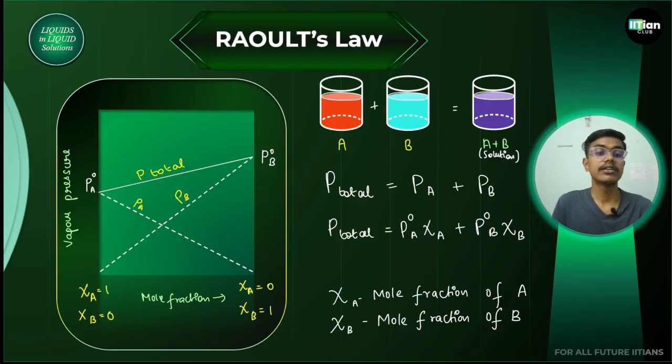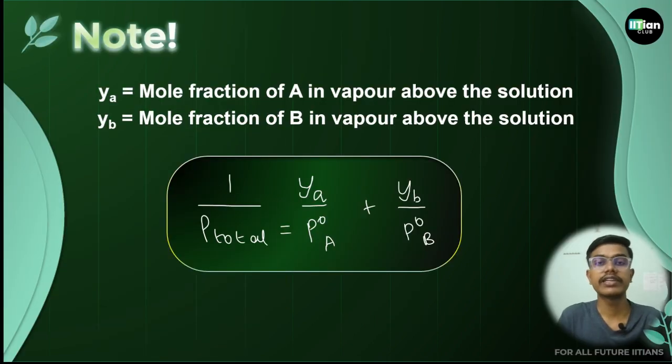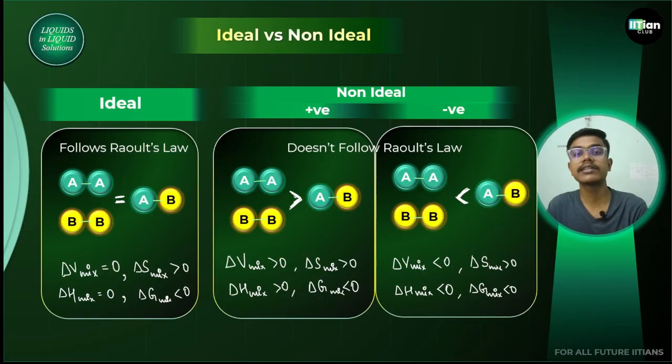And when you plot the graph between the vapor pressure along with the mole fractions, you will get a graph something like this. Earlier cases, we were seeing the mole fraction in the solution. If the mole fraction of A and B in the vapor state is given, you have to use this formula to get the total vapor pressure. Next one is ideal versus non-ideal solution. Ideal solutions are solutions which obey Raoult's law. Non-ideal solutions are those which do not follow Raoult's law.